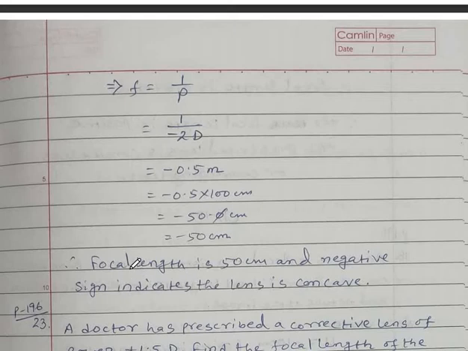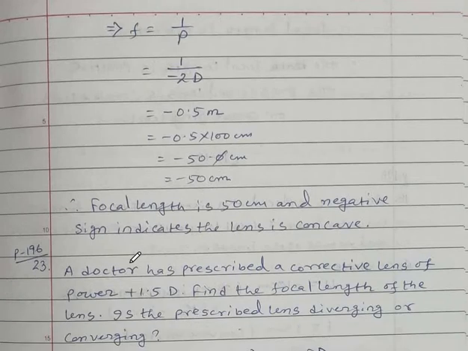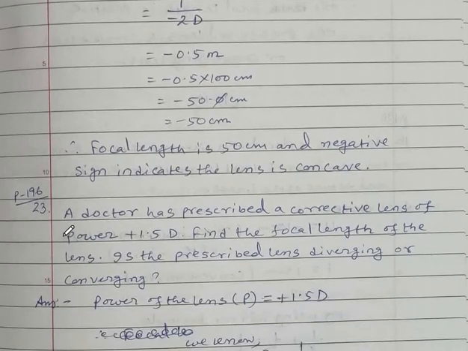Now from the same chapter, I can teach you question number 23. Based on power of the lens, a doctor has prescribed a corrective lens whose power is plus 1.5 diopter. Find the focal length of the lens and say whether the prescribed lens is diverging or converging.